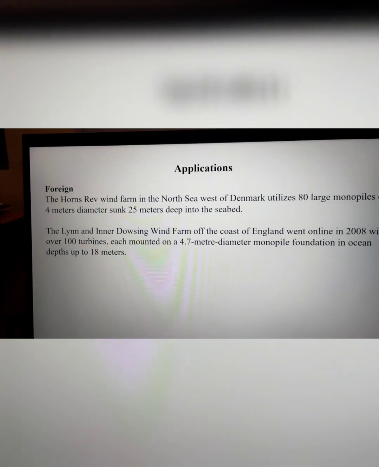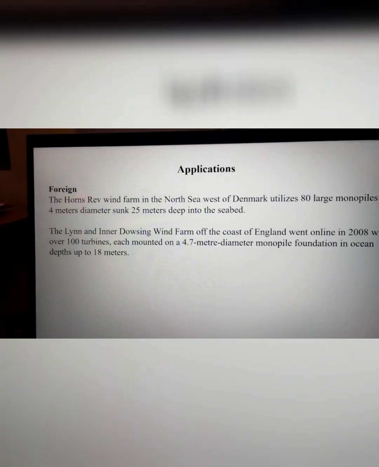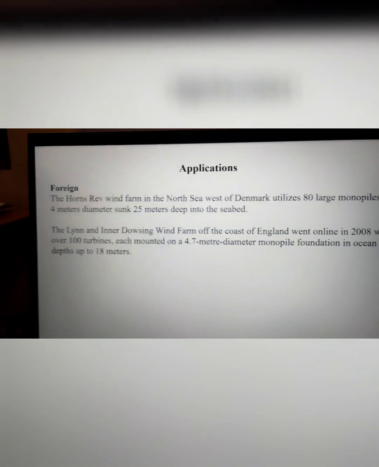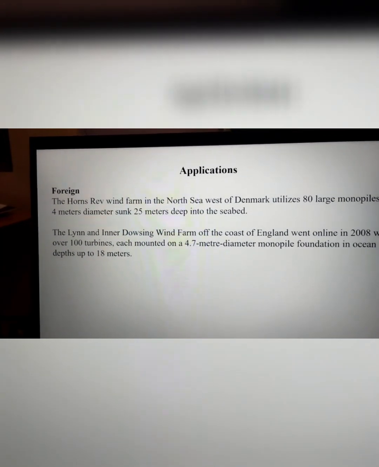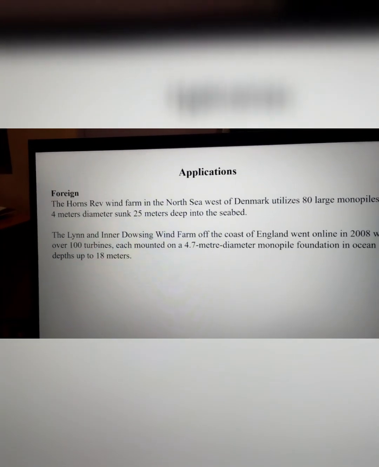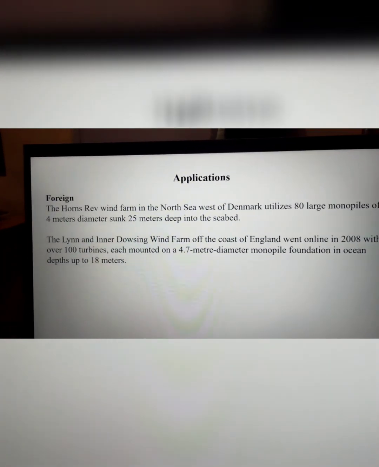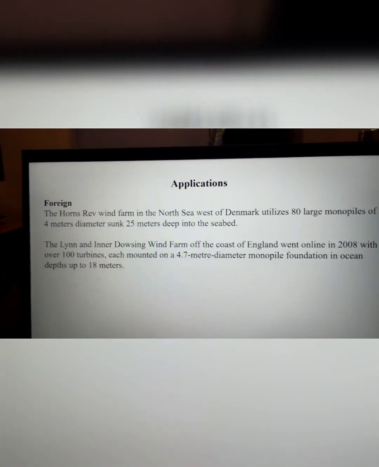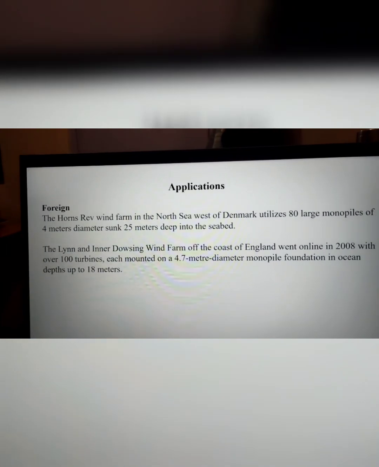The Lynn and Inner Dowsing wind farms off the coast of England went online in 2008 with over 1,000 turbines, each mounted on a 4.7 meter diameter monopile foundation in ocean depth up to 18 meters.